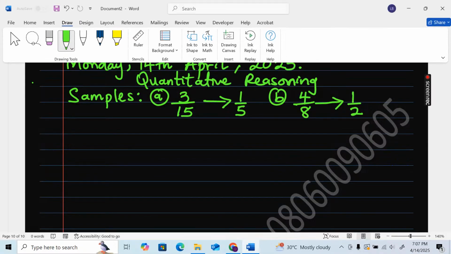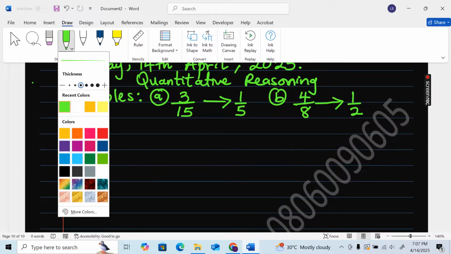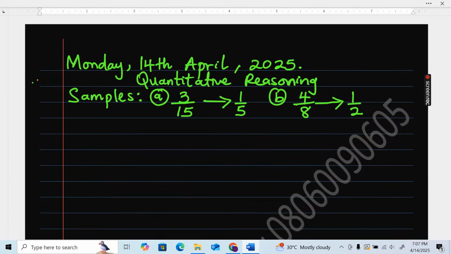So to figure this out, we have 3 over 15. That is, the number above was divided by 3 and the number below was also divided by 3. And that gave us 1 over 5. 3 divided by 3 is 1. 15 divided by 3 is 5.